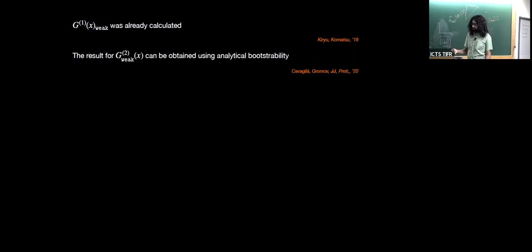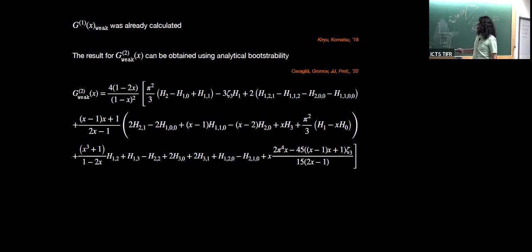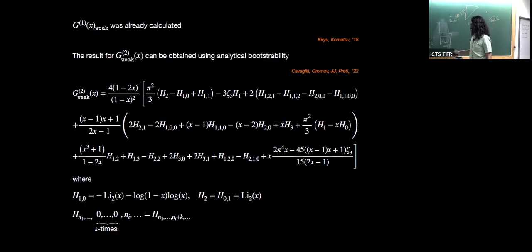So I can actually show you. The 1 loop was calculated by these 2 authors in 2018. We managed to get 2 loops, and the second loop term is given here, where these H's are defined in the following way. H2, which is H01, is just Li2. H10 is this, and then using this recursion relation, you can build up all the other H's. But essentially, we know analytically what this thing is at 2 loops as well. So yes, in the last 5 minutes, I will talk about future directions.